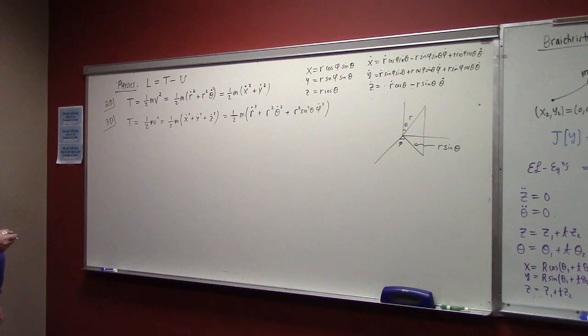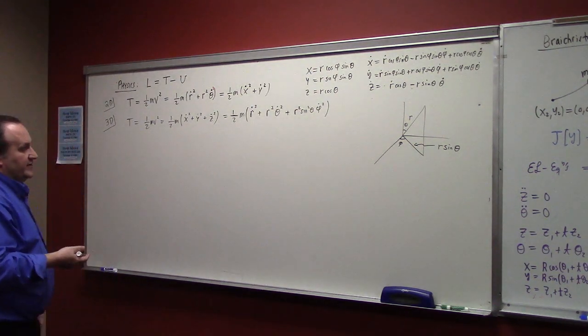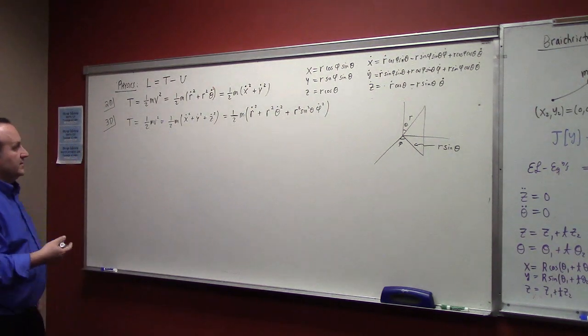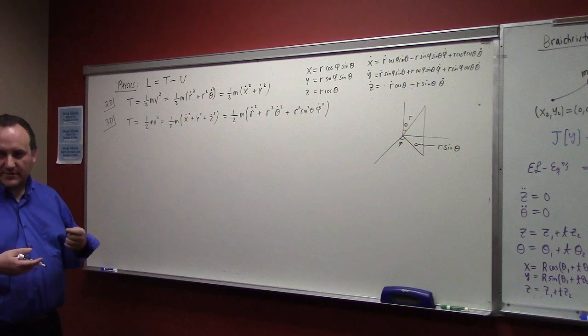Can you remind me why they used the dot? Oh, just time derivative. The dot's just time derivative is all. It's a nicer notation. It's Newton's notation for derivative, actually. Okay, so that's what kinetic energy looks like in Cartesian coordinates versus spherical coordinates in 3 dimensions.